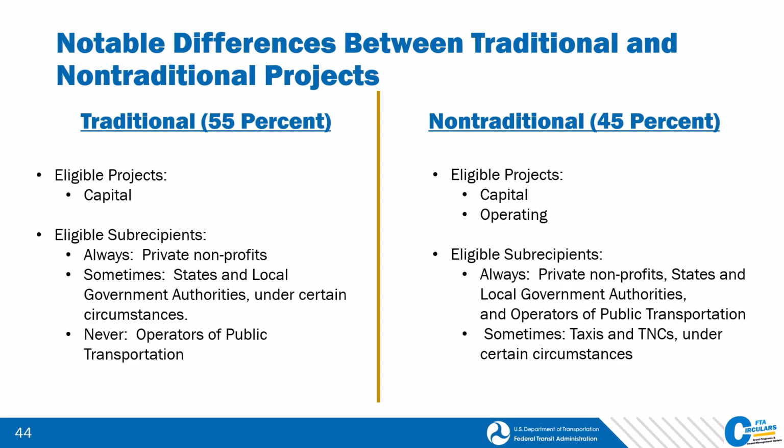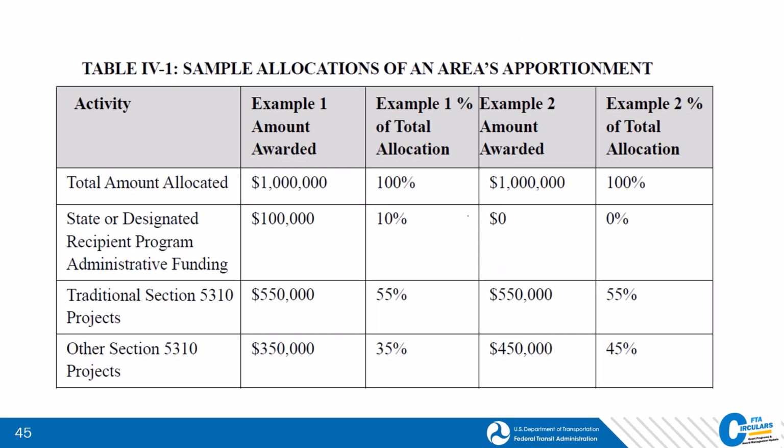This slide illustrates Table 4-1, which included the sample allocation of an area's apportionment. Both of the examples below utilize 55% of their funding for traditional 5310 projects, which was the minimum, and utilize the remaining 45% for different combinations of program administration and non-traditional projects.